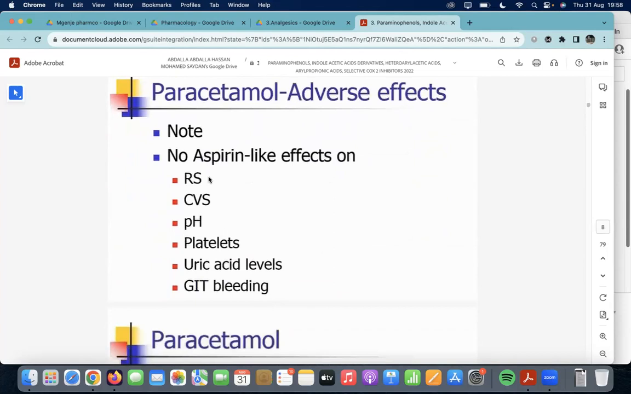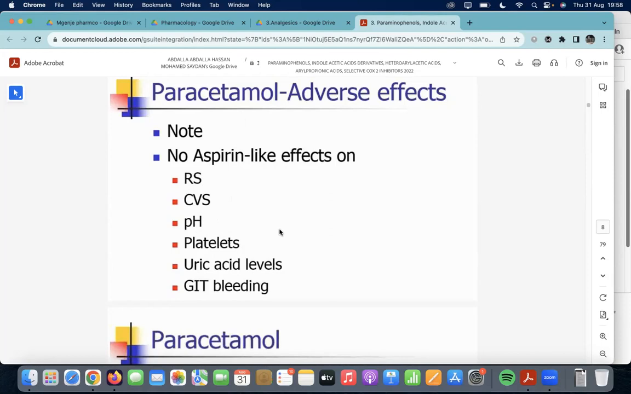Also, another thing to note, paracetamol has no aspirin-like effects on the respiratory system, cardiovascular system, on pH, platelets, uric acid levels, and GIT bleeding. So this means that since paracetamol is sort of like an NSAID, it sort of acts like aspirin, but it acts like aspirin in almost every system, except in the RS, CVS, on pH, platelets.